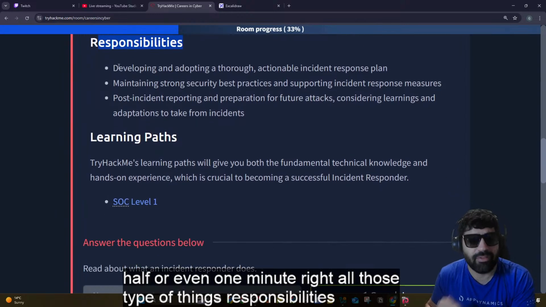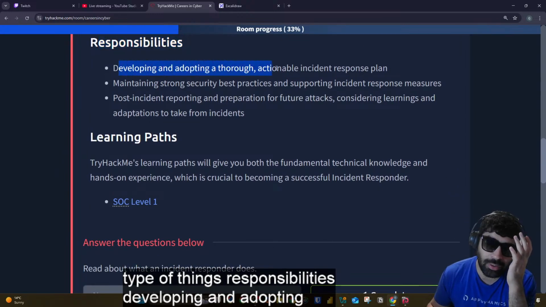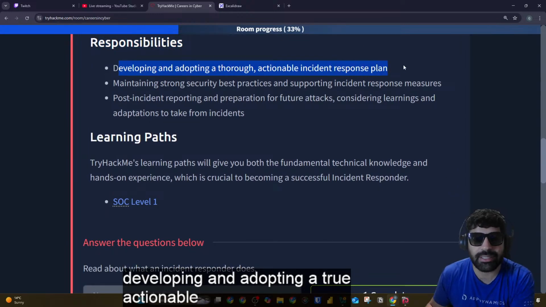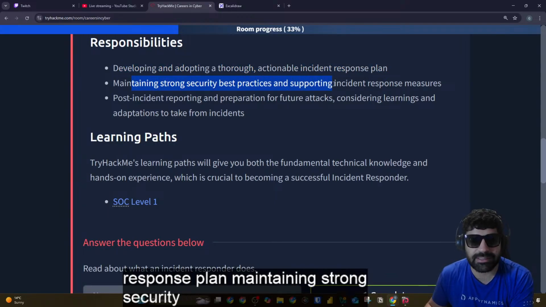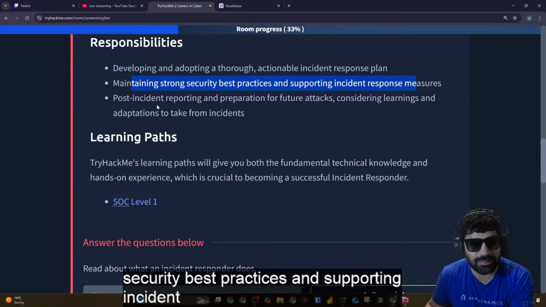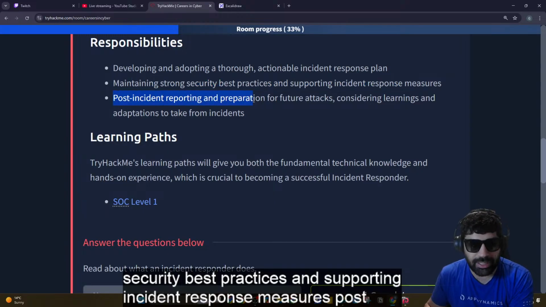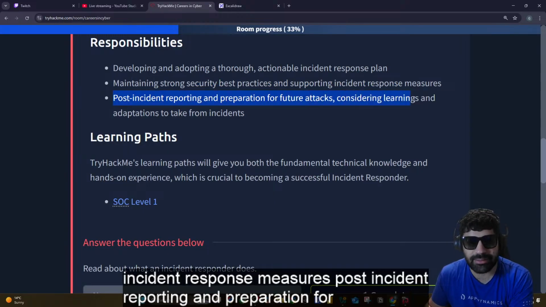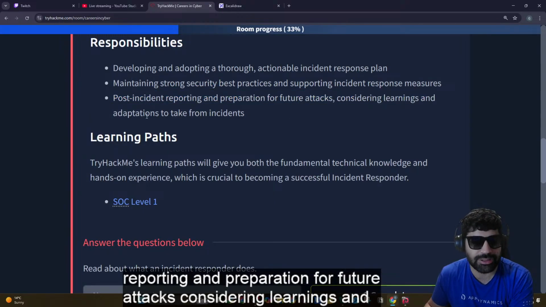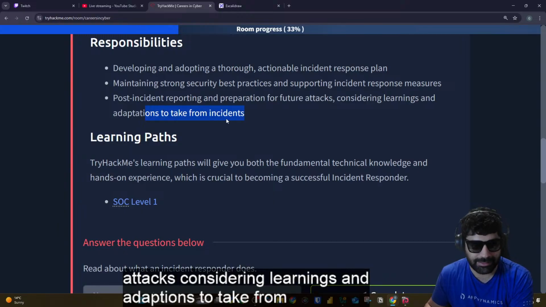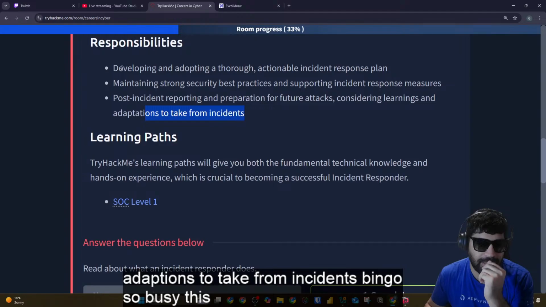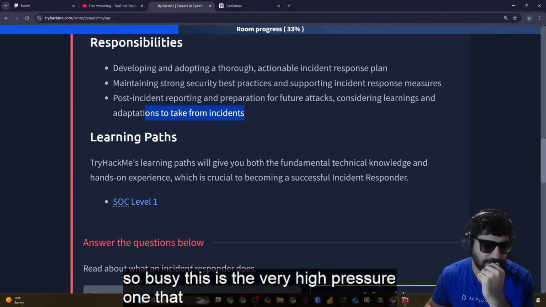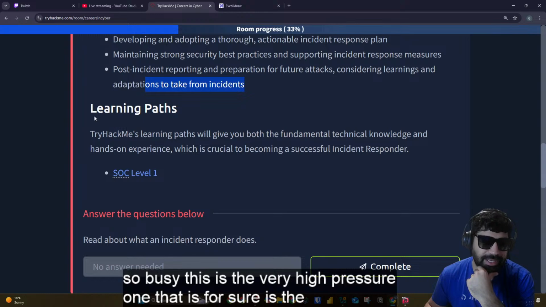Responsibilities: developing and adopting a thorough, actionable incident response plan, maintaining strong security best practices and supporting incident response measures, post-incident reporting and preparation for future attacks, considering learnings and adaptations to take from incidents. So basically, this is the very high pressure one, that is for sure. The company is going down, right, as we speak.